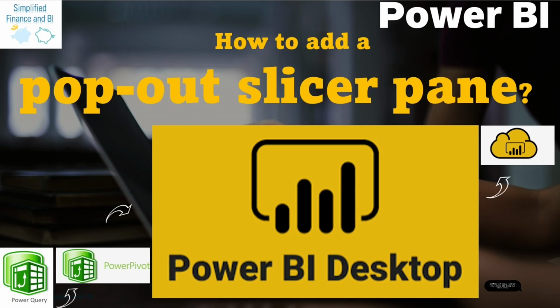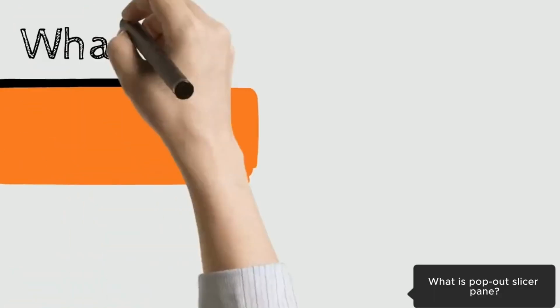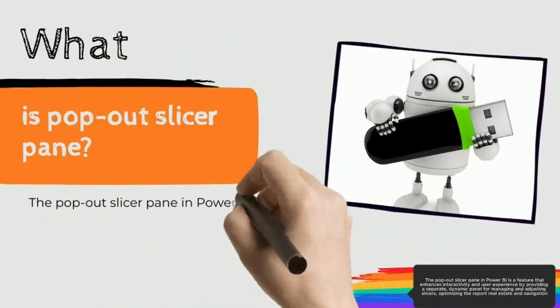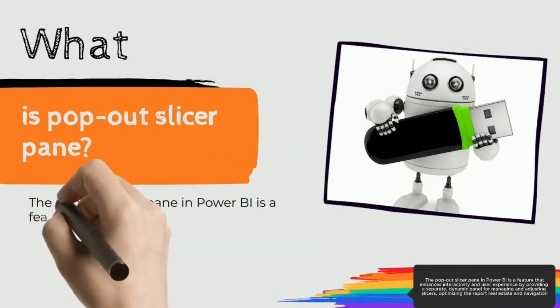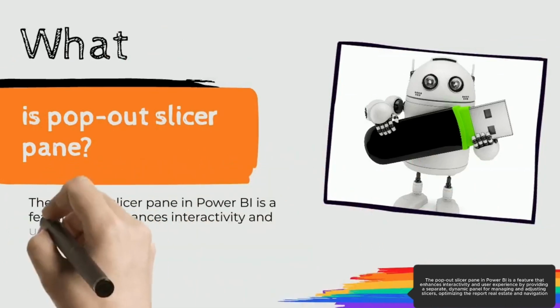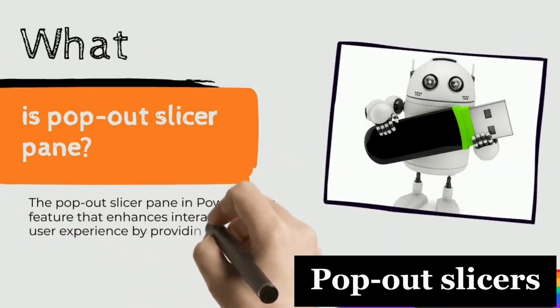In this short video, I will tell you how to add a pop-out slicer pane. What is a pop-out slicer pane? The pop-out slicer pane in Power BI is a feature that enhances interactivity and user experience by providing a separate, dynamic panel for managing and adjusting slicers, optimizing the report real estate and navigation.